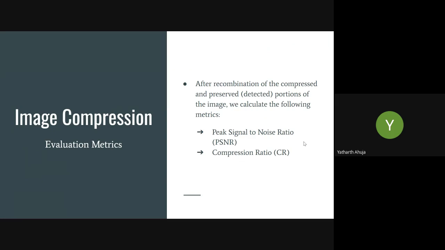So, considering the evaluation metrics, after the combination of the compressed and preserved portions of the image, we calculate the following metrics. PSNR, which is peak signal to noise ratio, is a method to evaluate quality of obtained image signals. It is the ratio between maximum possible power of an image signal and the power of corrupting noise that affects the quality of its representation. To estimate the PSNR of an image, it is necessary to compare that image to an ideal clean image with maximum possible power.